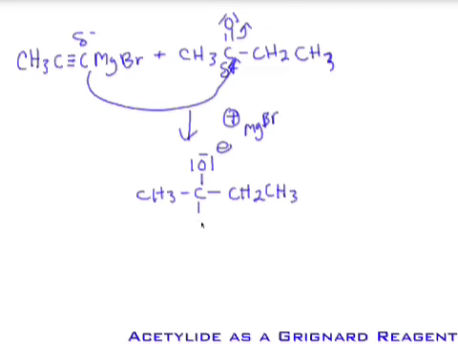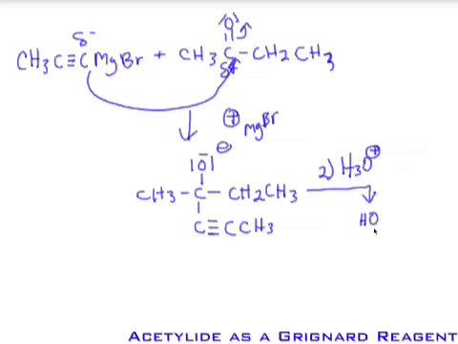But off of here, I got my C triple bond CH3. And when I throw in my acid, in my second step, H3O+, I'll get an alkynyl alcohol. Just standard Grignard. The only difference is I have this guy attacking. So alkynes can be used as Grignard reagents. These acetylide anions can be attached to Grignard reagents and do all the nucleophilic attacks we've learned.